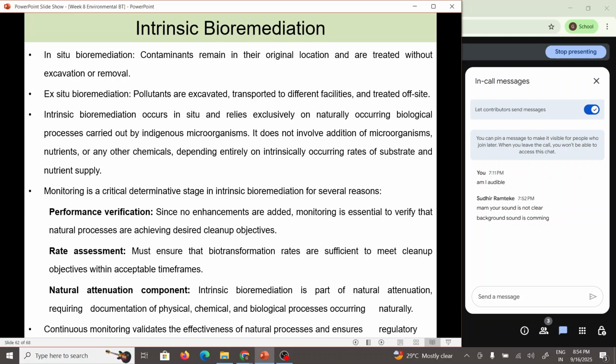And next one is to assess the rate of the reaction. The rate of the reaction, as we predict, is going to fluctuate, but it should be within an acceptable range. If the rate is going to be very slow, then the process of bioremediation is going to fail. So in that case, we must have regular monitoring to assess the rate of the reaction. And the last part is the natural attenuation component. To confirm whether we need natural attenuation or not, we need to go for monitoring. Continuous monitoring validates the effectiveness of natural process and ensures regulatory compliance.